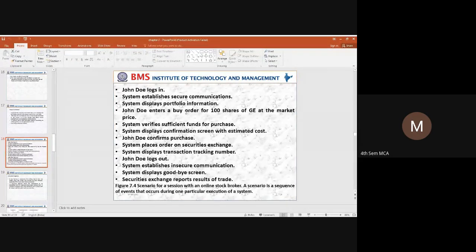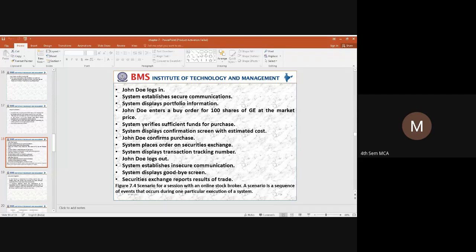Then once the information is displayed, John will enter the order, that is how many shares he wants to buy of which company. So he will enter the number of shares of a particular company, say for example GE, at the market price. Say the market price may be 50 rupees, so 100 into 50, so how much? He needs to pay 5,000 rupees for a stock brokerage system.